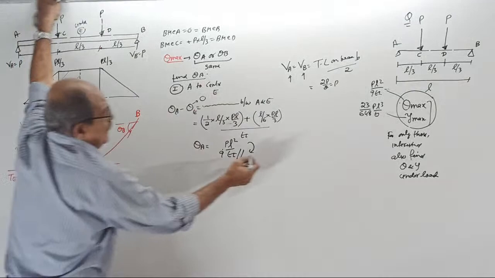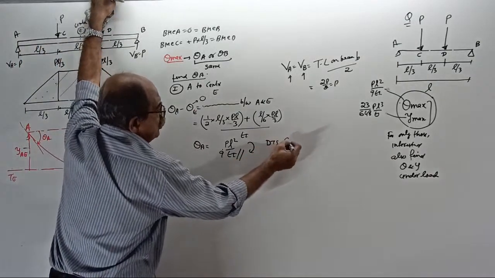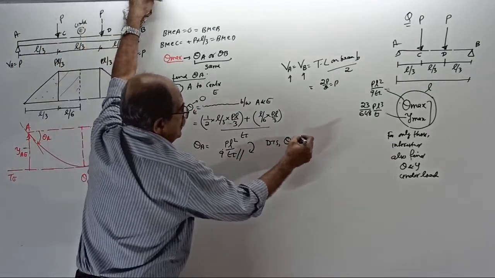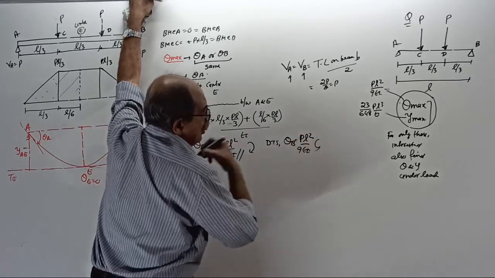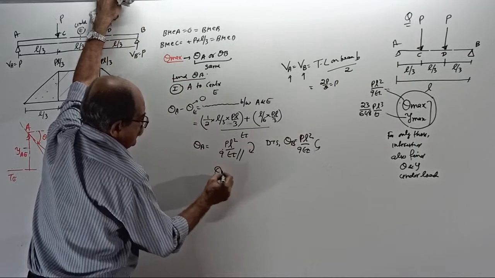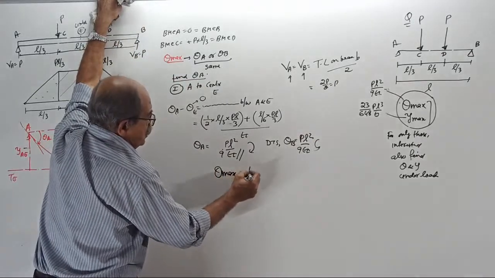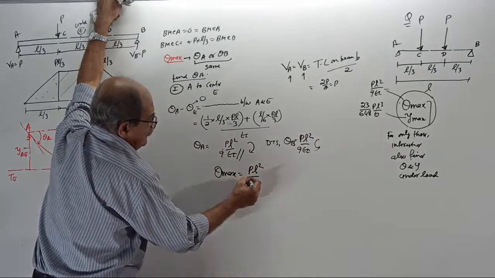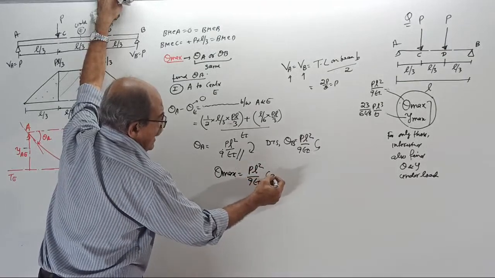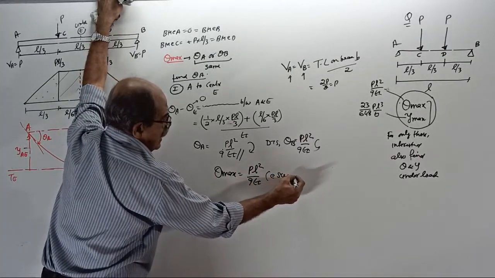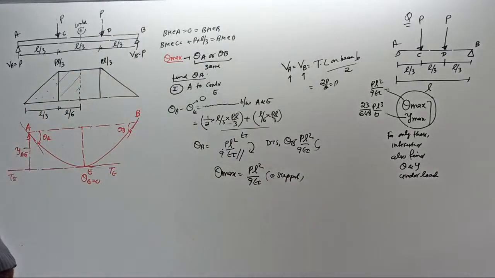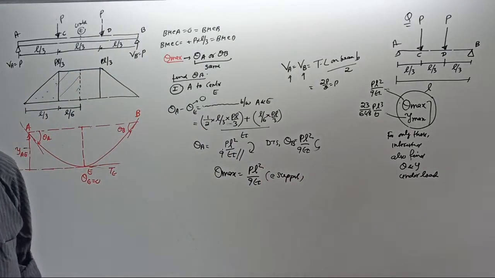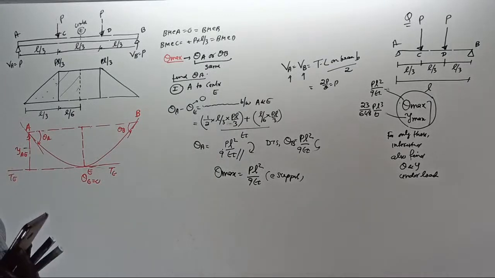Then write, due to symmetry, slope at B is also the same, PL square by 9 EI, anti-clockwise. Therefore, your theta max equals PL square by 9 EI at the supports. Fully clear? Maximum slope, fully clear? Is maximum slope fully clear?